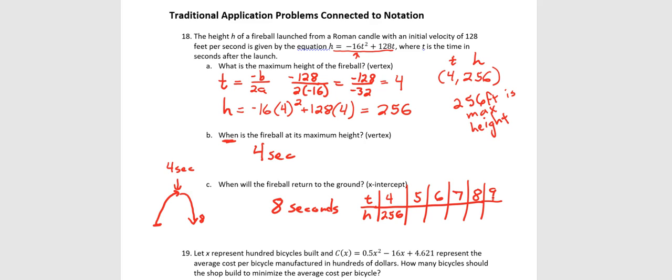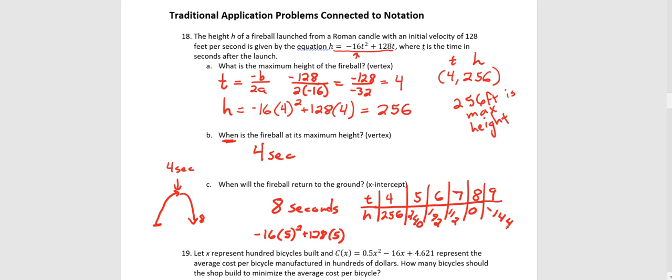Then I would one at a time substitute the 5, 6, 7, 8, and 9 into the original equation. So I would first go negative 16 multiplied with 5 squared plus 128 multiplied with 5. Utilizing the calculator to do all these calculations, at 5 seconds, the height is 240. At 6 seconds, it's 192. 7 seconds is 112. At 8 seconds, it's 0. And this equation would tell you at 9 seconds, it is down in the ground to negative 144 feet, which wouldn't make sense.